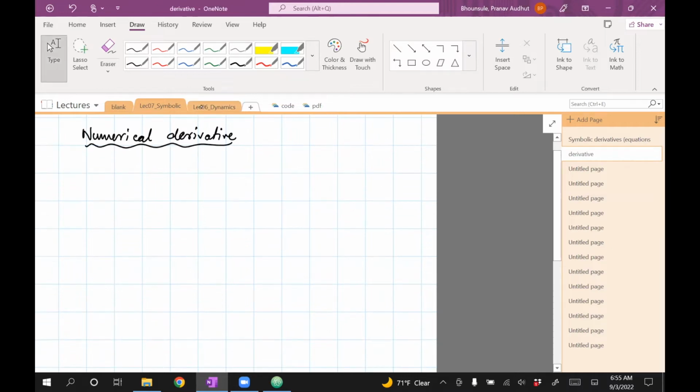So how do you do this? Well, we use what is known as finite differences to do this. Let's say that this is our curve f, and x0 is this point at which we want to compute the derivative. We know that the derivative is basically the tangent to the curve.